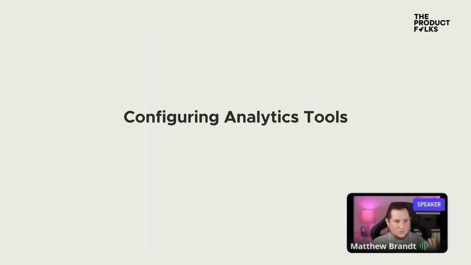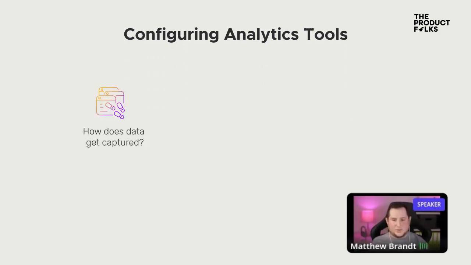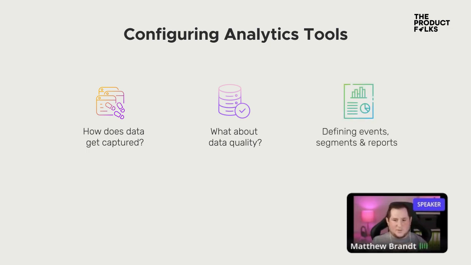When we configure these tools, irrelevant of which approach we take, it will always be the same process. How does data get captured? And what about data quality? And how do we define these events and segments and reports? You have to define events whether you want to or not. Whether you do it before, as explicit, or whether you do it after, in implicit or retroactive tracking, it doesn't matter. You still have to define events. So the order might be a little bit different, but those things will always come up.